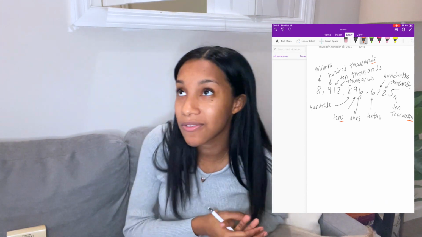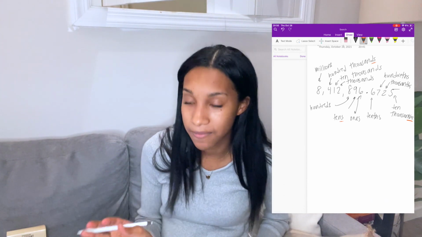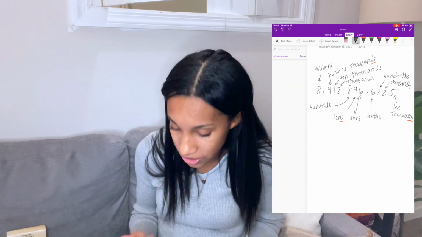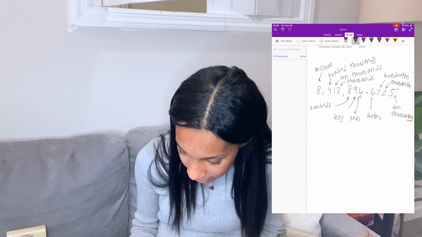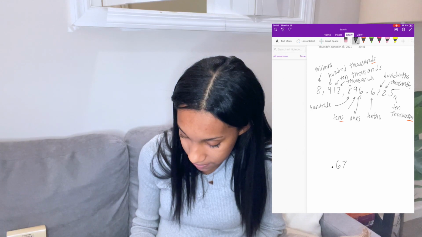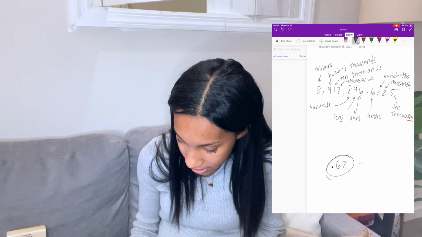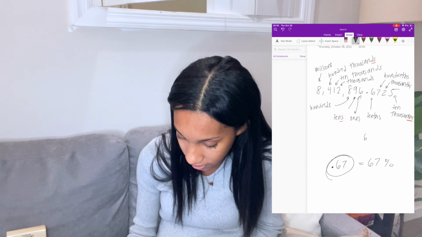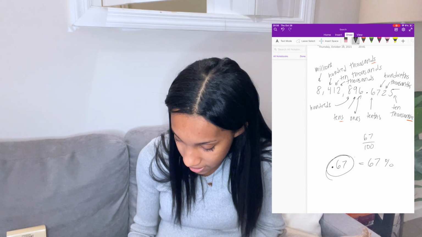This is going to help you figure out how to convert decimals into percentages. A percentage is something out of 100. So if you have a decimal that's 0.67, this is in the hundredths place, this is going to be 67%. Because 67 out of 100, these all equal the same thing.